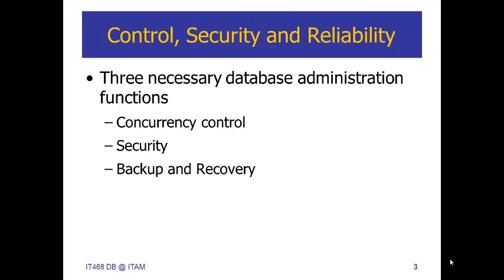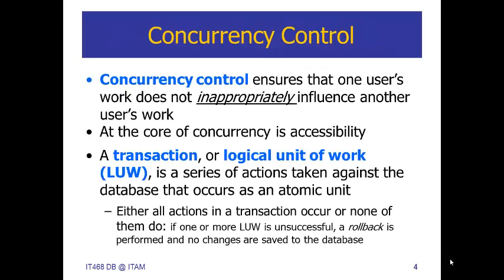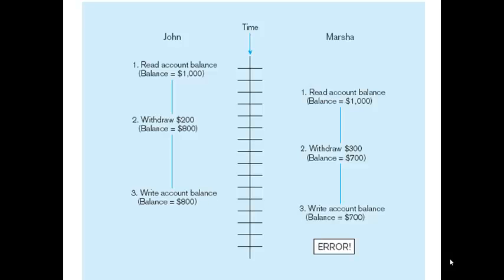Basically speaking, there are three major database administration functions, namely concurrency control, security, and backup and recovery. We'll walk through each of them briefly in this video. To start with, concurrency control ensures that one user's work will not inappropriately affect another one's work. Without adequate concurrency control, when multiple users attempt to update the same data at about the same time, you'll encounter serious problems such as lost update or inconsistent read, as we'll illustrate using the following example.